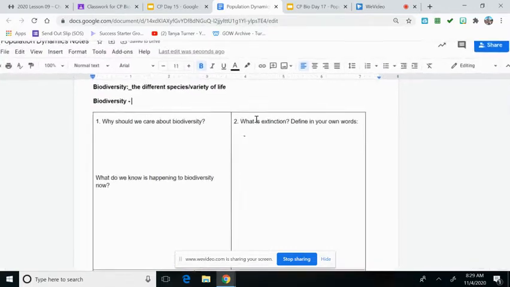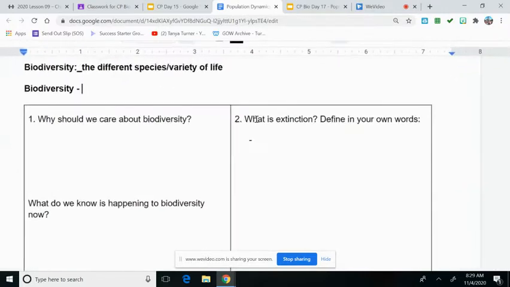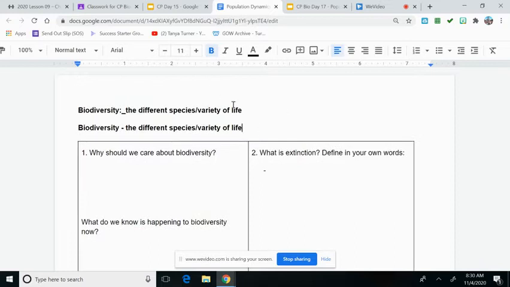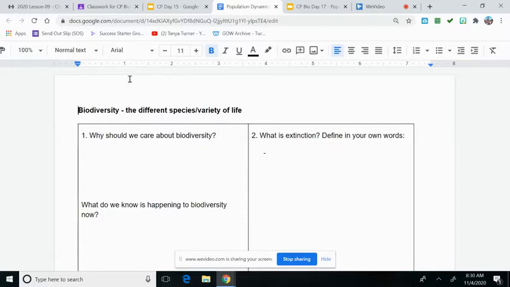So what is our definition of biodiversity? These are from our other notes. Remember, bio means life and diversity means different. So by putting them together, we get that it is the different species, the variety of life. Oh, it's up here. I already have it written. Oh, silly me. So we'll get rid of that. There we go. So now we have our definition.